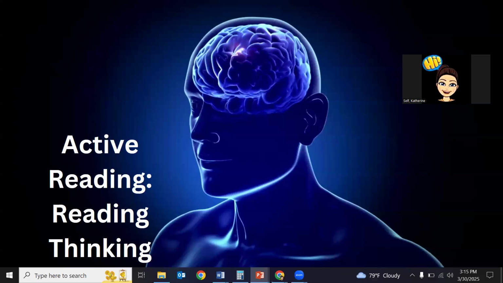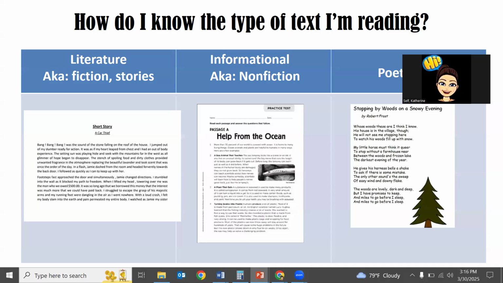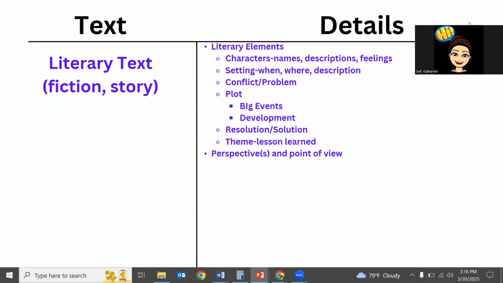In part one of our series, we learned the why behind our note-taking strategy, really activating our brain, staying active in the process of reading. In part two, we looked at the three different types of text that we read: literary, informational, and poetry. And now here in part three, we're going to take a deeper look at what we actually note or look for when we're reading those types of texts.